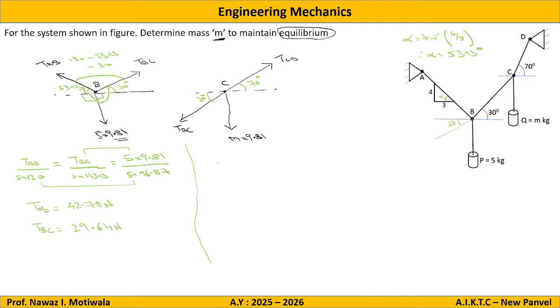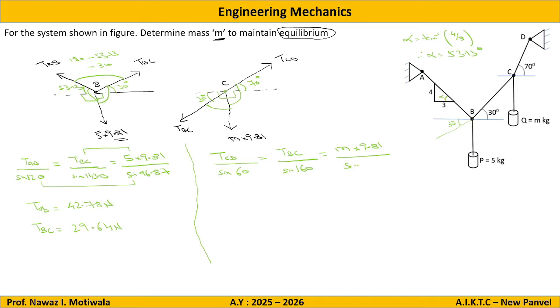Now for point C again, we will apply Lami's theorem because here also there are three forces passing through one single point. So starting with TCD divided by sine of, if it is CD, I need the angle between the other two forces, that means I need only this angle. So it will be 90 minus 30. So it will be 60, sine of 60 is equal to, then I will write TBC divided by sine of. So if this is the force, this is the angle. So 90 plus 70, that is 160, equal to m into 9.81 divided by sine of.